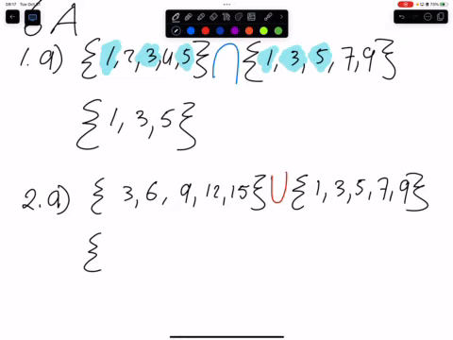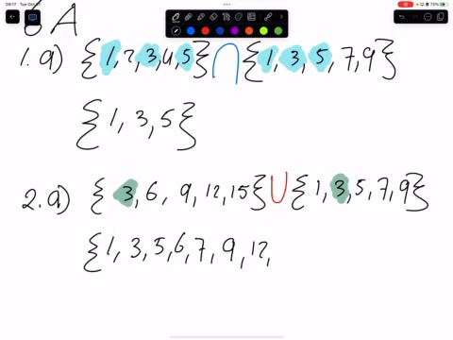So you always start from the lowest number to the highest number. So 1, 3, remember 3 appears twice, so I'm only going to write it once. This is 3. So 1, 3, 5, 6, 7. Oh, 9 also appears twice. 9, 12, and 15.